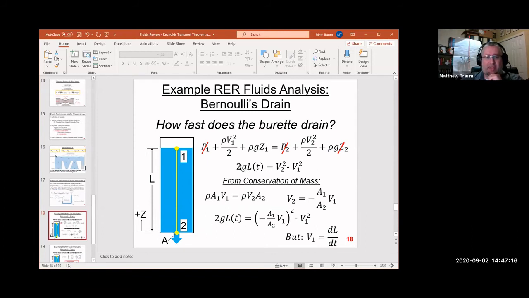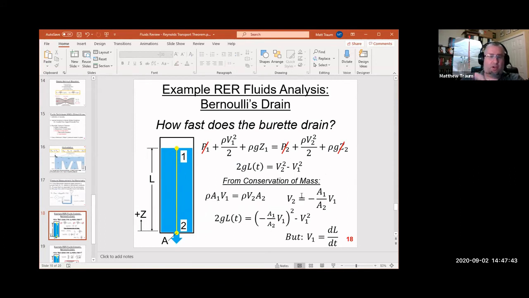If I rearrange things, I'm left with this equation, which is 2gL equals V2 squared minus V1 squared. And L, by the way, is going to be a function of time, right? As the fluid drains out of the burette, the height of the fluid is going to drop, so I'm going to keep L as a function of time. From the conservation of mass, I know that any mass that leaves the system at station 2 has to be accounted for at station 1.